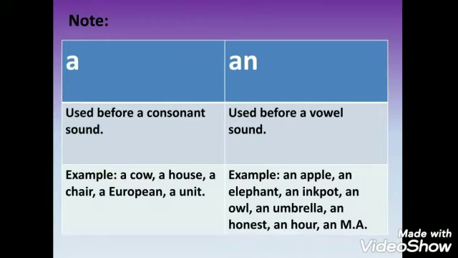But European and unit, both these words start with vowel letters, but as they do not produce vowel sounds, we use the article A with the two words.